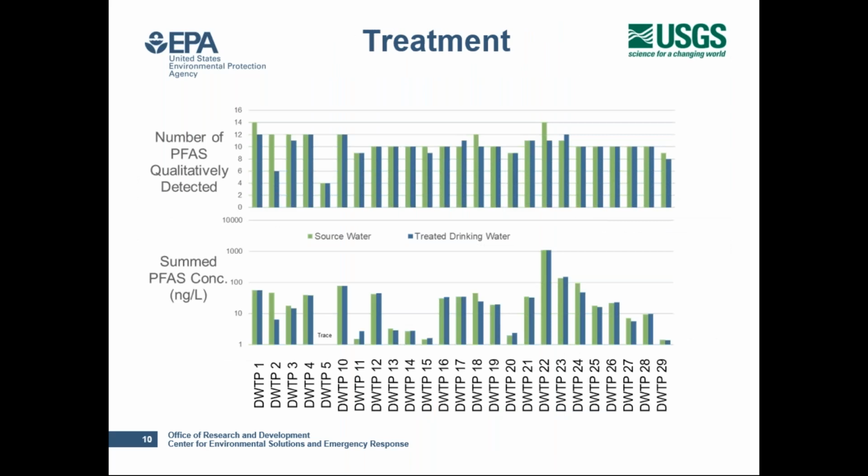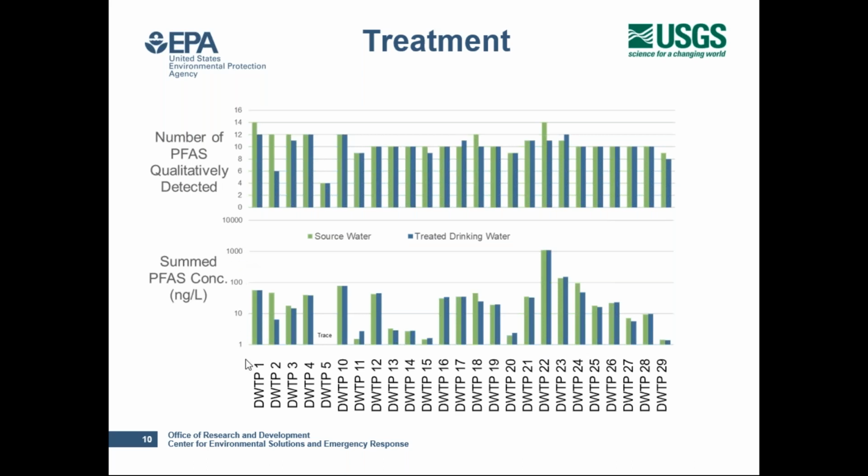So when we look at treatment, again, to orient you to the graph, on the top, the green bars are the source water, and the blue bars are the treated drinking water. On the top, we have the number of PFAS that were qualitatively detected in each location. You can see every location, regardless of size, had at least 4 PFAS detected within the samples. On the bottom are the concentrations, again green bar source water, blue bar treated drinking water.